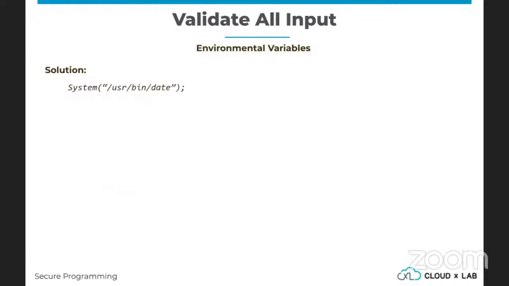Okay. So quickly, the developers fixed the problem like this. Instead of calling date with a relative path, they used the absolute path. Now, can this be manipulated? Not directly, but yes.